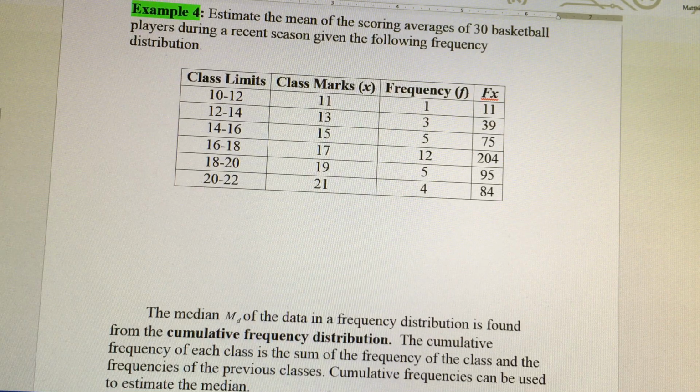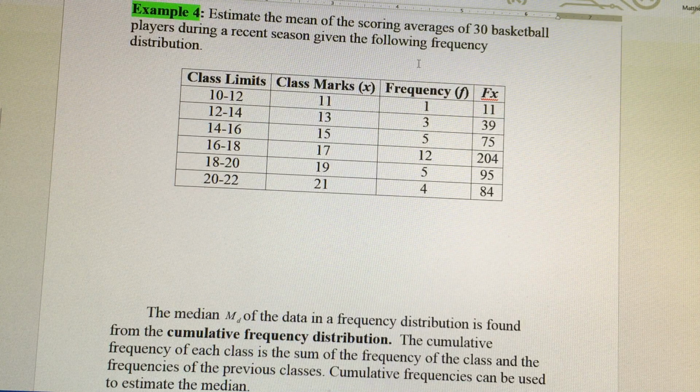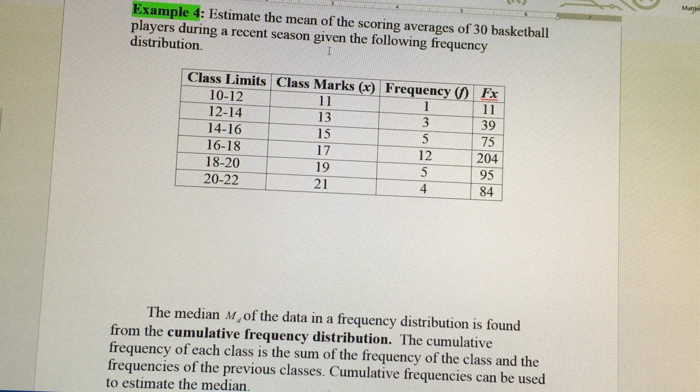One of the things that you're going to notice about section 14.2, day 2, is that we don't have all of the data. Like just a moment ago, we had all of the quiz scores for that class. We had 25 class members that took that quiz, and we found out some information about it. This time, we just have some categories. We have 30 basketball players and the average number of points that they scored during the season.